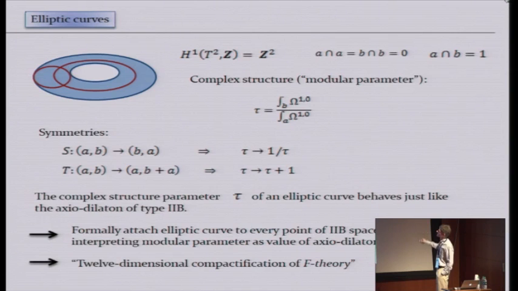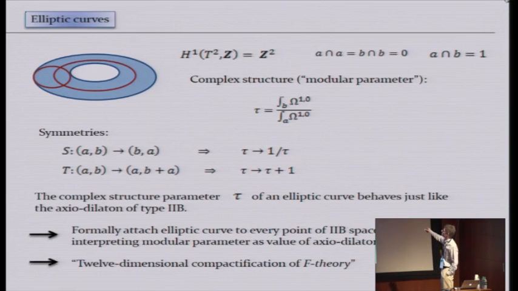So the two-torus has a single complex structure parameter, and the way we get it is as follows. We take a holomorphic 1-0 form on the elliptic curve. It's a Calabi-Yau, so it has a holomorphic 1-0 form. And now I just take the ratio of the B period and the A period. The holomorphic 1-0 form is only defined up to a scale, but if you take this ratio, then the scale cancels out. So we're going to use this period to parameterize the complex structure of a two-torus.